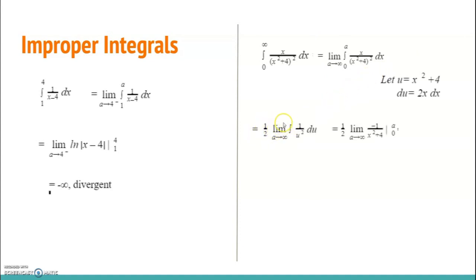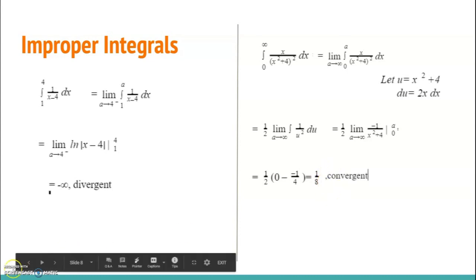So you get 1/2 the limit as a approaches infinity, and I didn't include the boundaries because we did a u sub, of the integral of 1 over u squared du is equal to 1/2 the limit as a approaches infinity of negative 1 over x squared plus 4, evaluated at a and 0. So that's going to end up equaling 1/8. And because there is an existent answer, it is convergent.